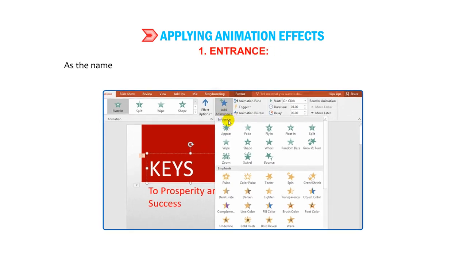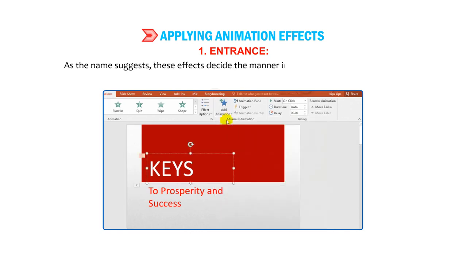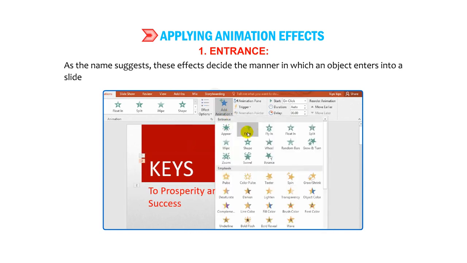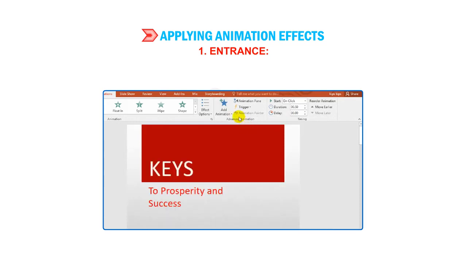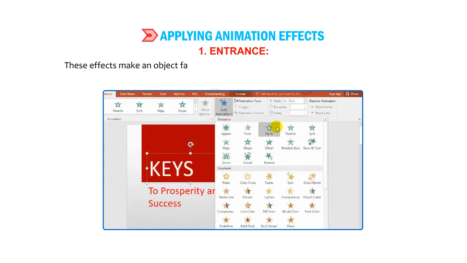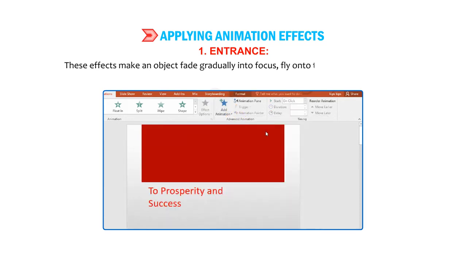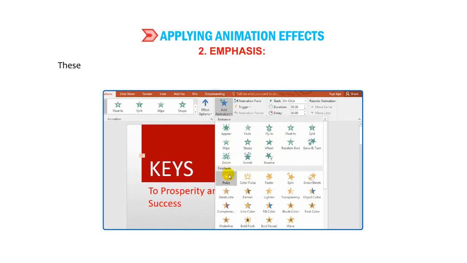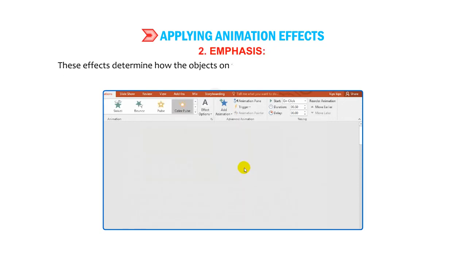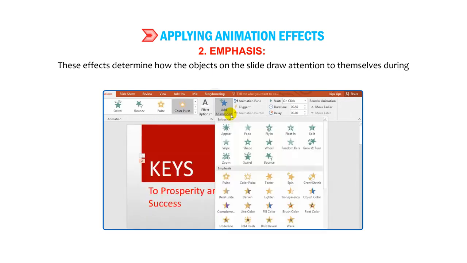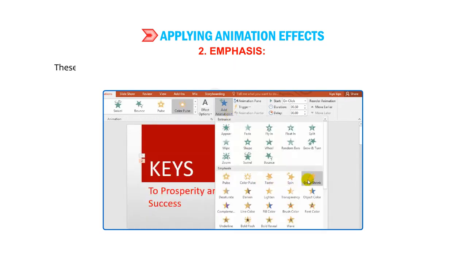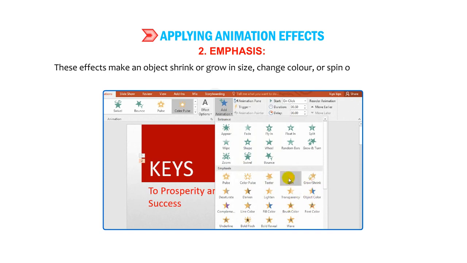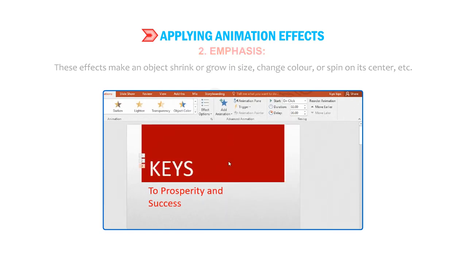Entrance. As the name suggests, these effects decide the manner in which an object enters into a slide during the slideshow. These effects make an object fade gradually into focus, fly onto the slide from an edge, bounce into view, and so on. Emphasis. These effects determine how the objects on the slide draw attention to themselves during the slideshow. These effects make an object shrink or grow in size, change color or spin on its center, etc.